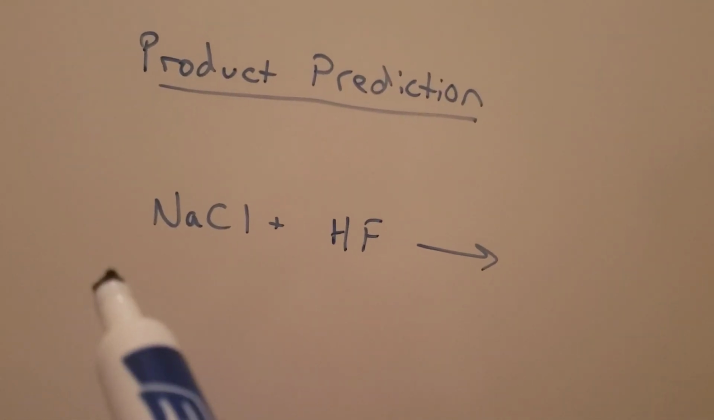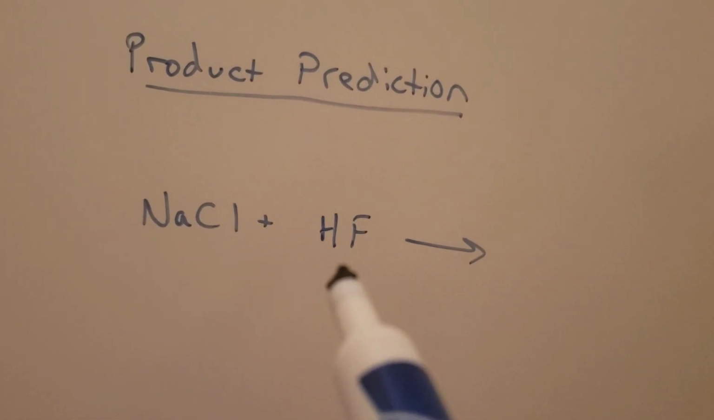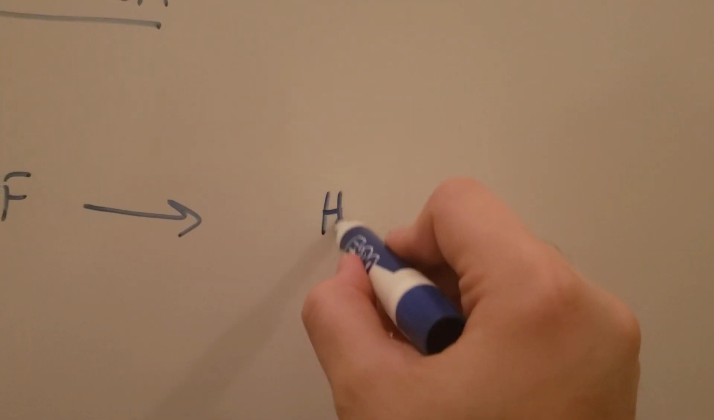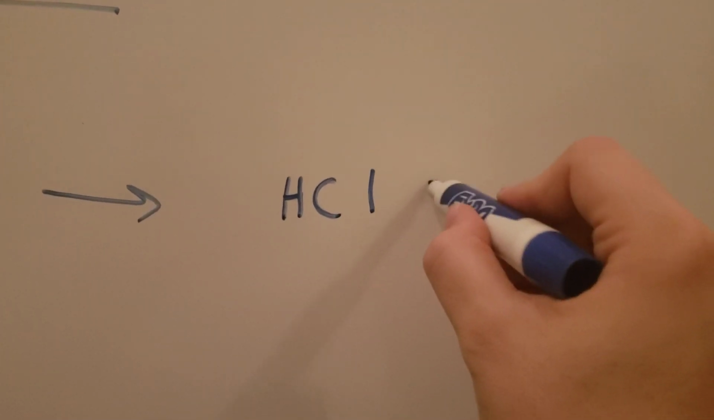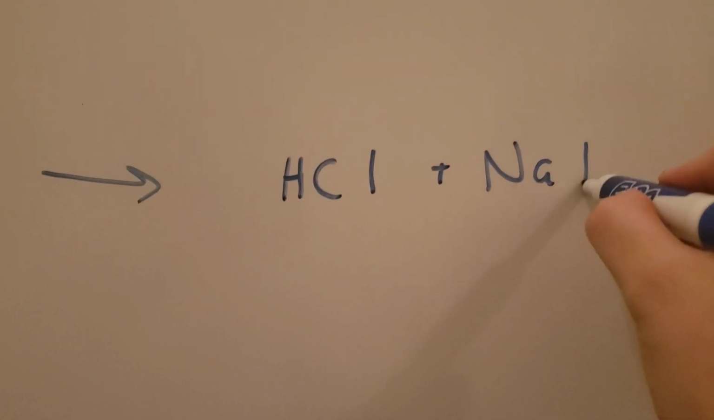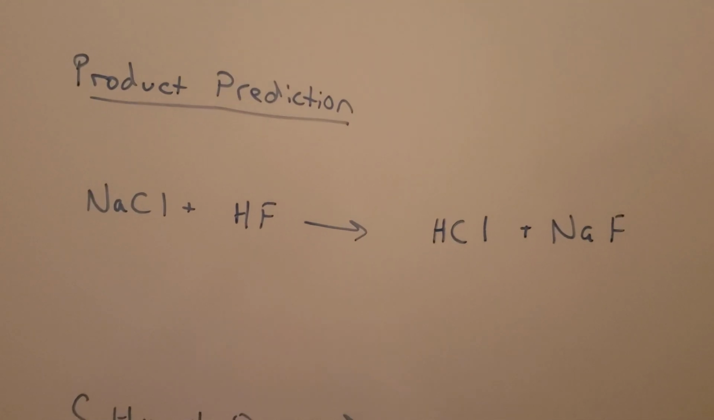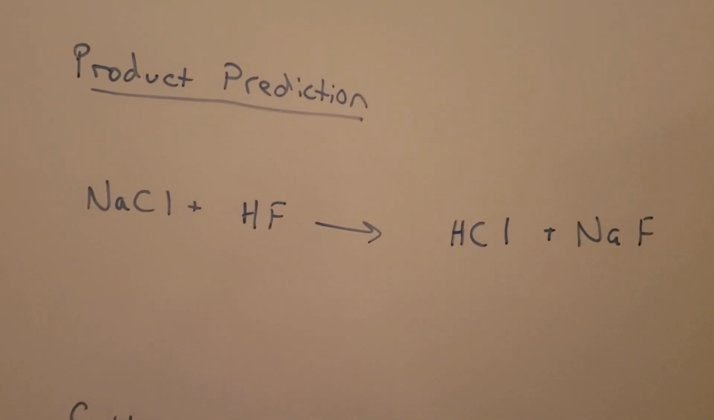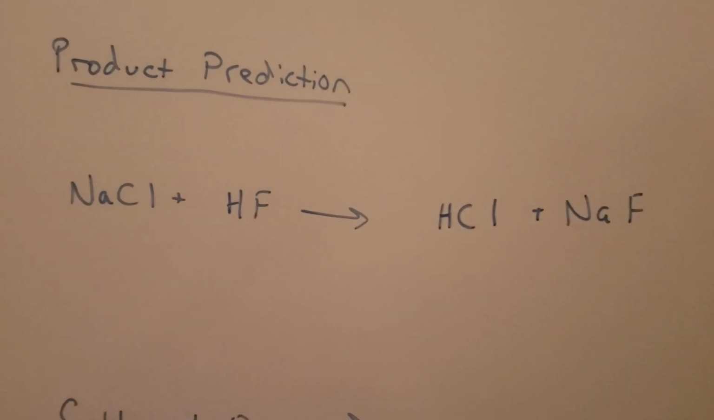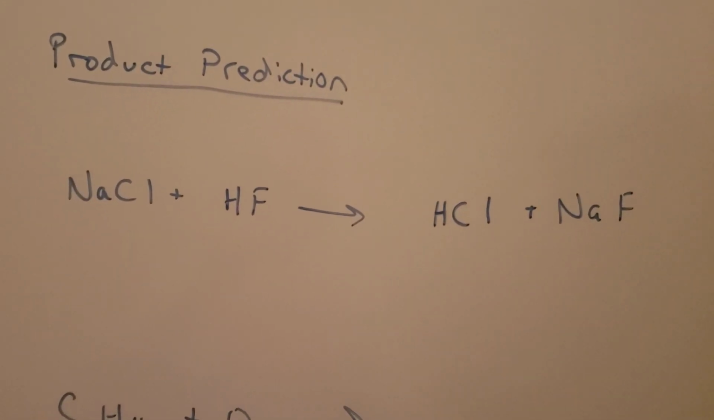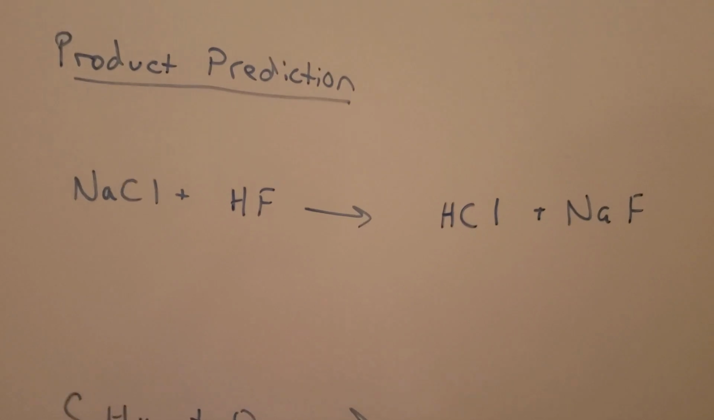That means that the Na is going to end up with the F, and the H is going to end up with the Cl. So I can tell that my products are going to be HCl and NaF. And I know that that's balanced. Okay? And that's just because of my years of practice I've had doing this. If you're just starting out, it's going to take a while for you to get to this level where you can do this sort of thing. But if you practice enough, you'll figure it out.